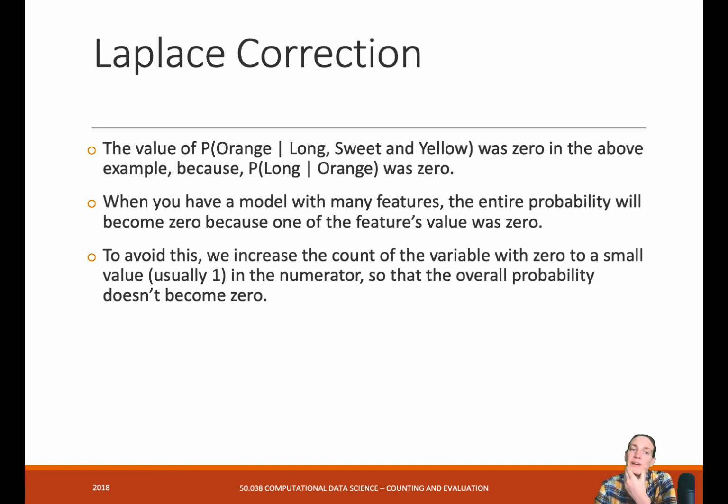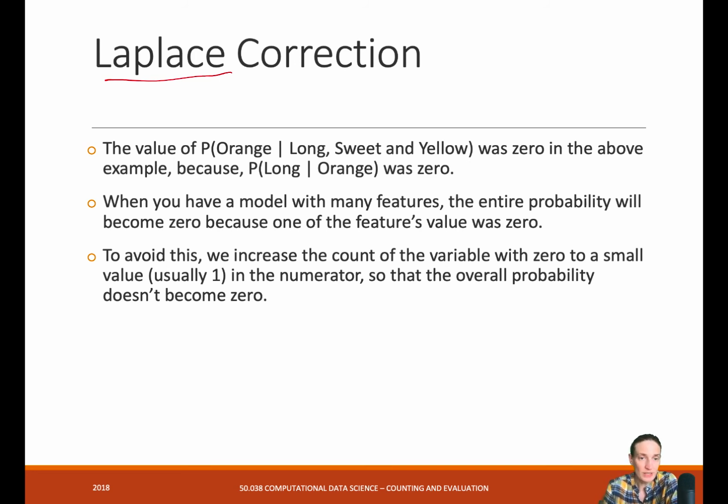Right, so the value of P orange, long, sweet, yellow was 0 in the above equation because long given orange was 0. So when you have a model with many features, the entire probability will often go to 0 simply because one of the features probability was 0. So to avoid this, we increase the count of the variable with 0 to a small value, usually 1 in the numerator, so that the overall probability doesn't become 0. Okay. This is what we call the Laplace correction.